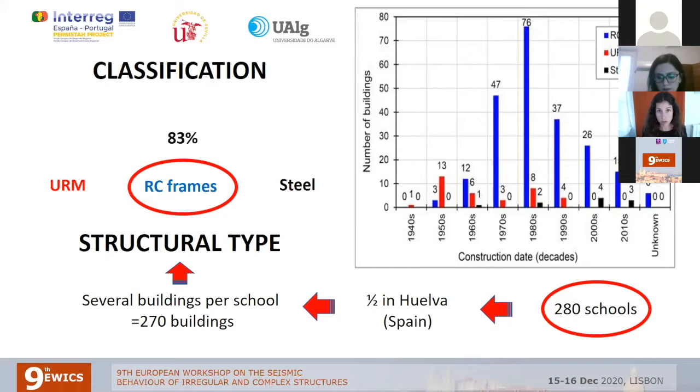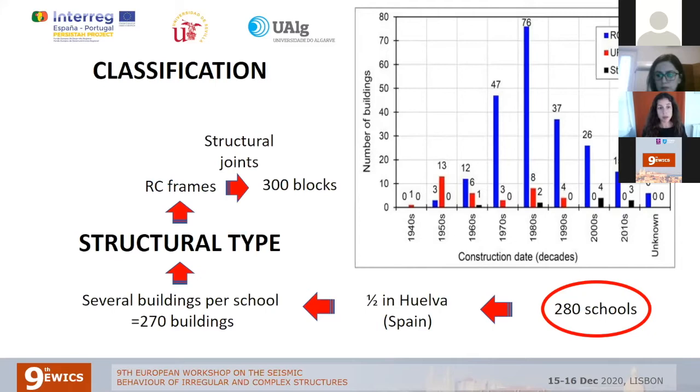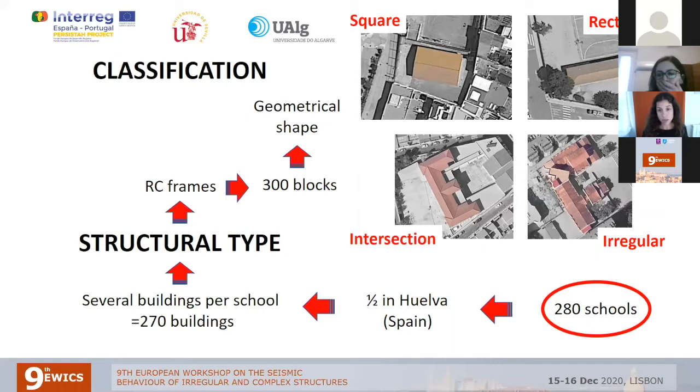Now, buildings in that typology, most of them present structural joints. That means that the building is separated in blocks and those blocks are going to behave independently. So here I'm talking about more than 300 blocks that have been studied. Within that typology, we can create subtypologies by looking at the geometrical shape of the building. For that, we have used, apart from our visits to the schools, also aerial photos, like the ones that you can see on the screen right now. And we have identified four main geometrical shape types for these reinforced concrete frame school buildings. And those are square, rectangular, intersection, and irregular. Okay, maybe it's easier if I use the last one. You can see that, right?